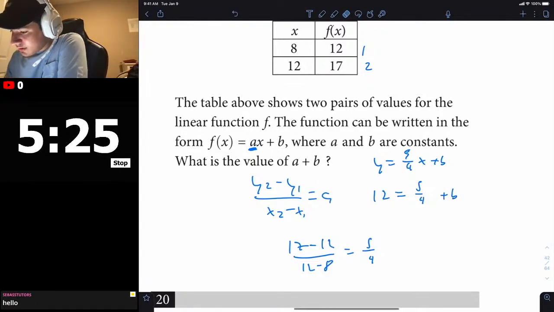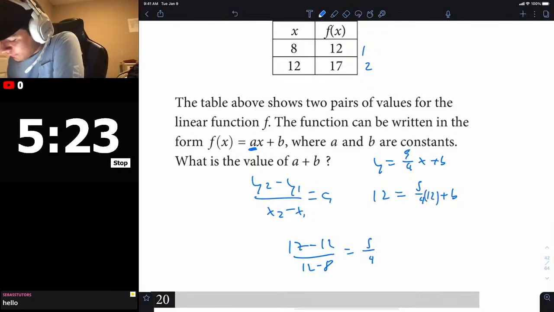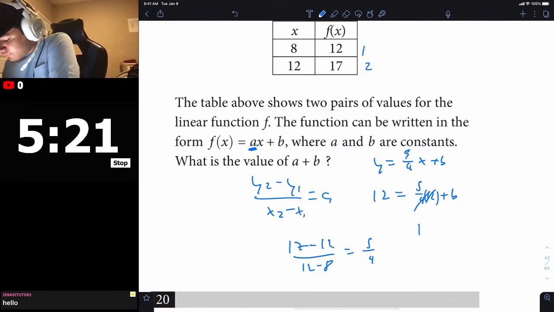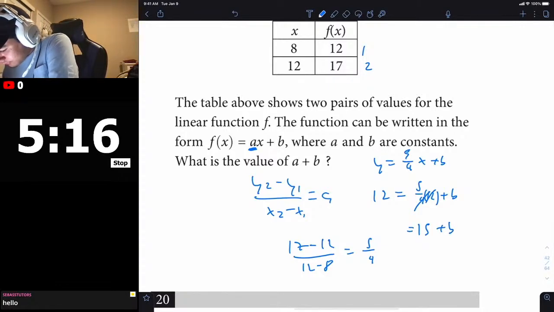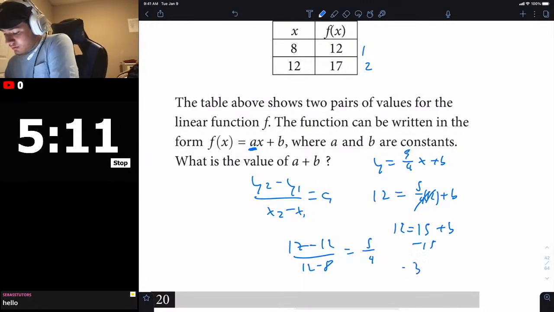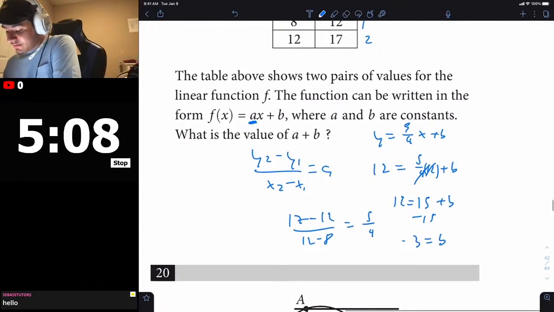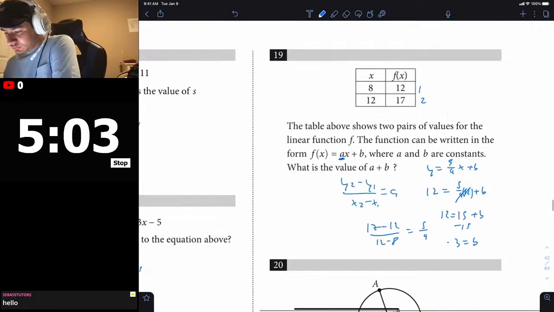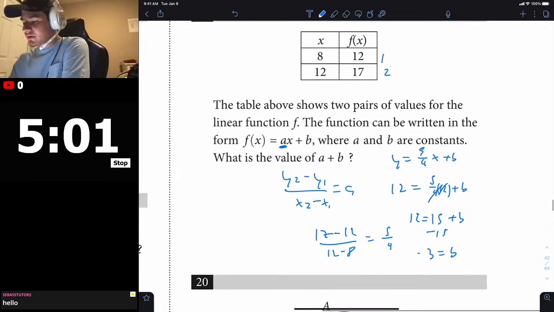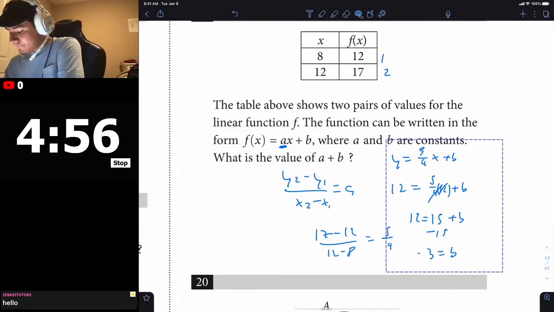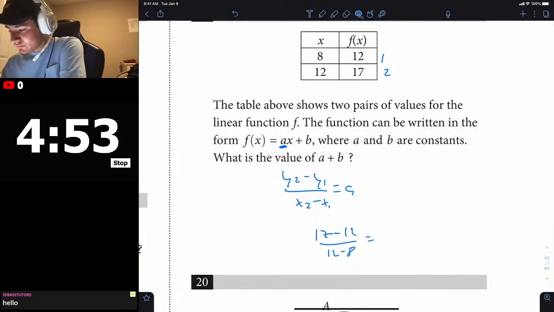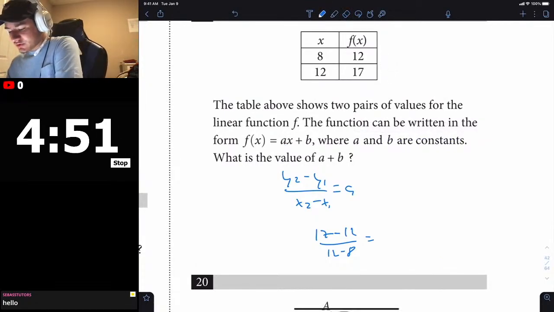So I'm going to plug in the first point. Oops, that x should be a 12. So that's going to cancel, so that's going to become 15, right? 5 times 3. If I subtract 15, b is equal to negative 3. Oops. Looks like I made a mistake here. Something went a little wrong. Not sure where though. Sorry about that. Alright, so y2 minus y1, okay.